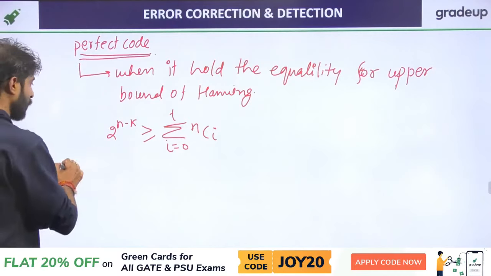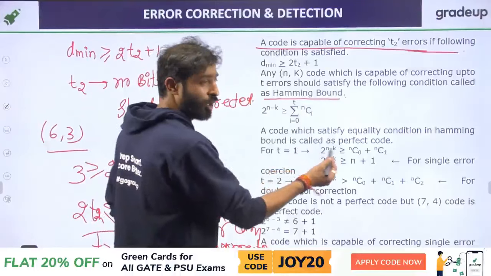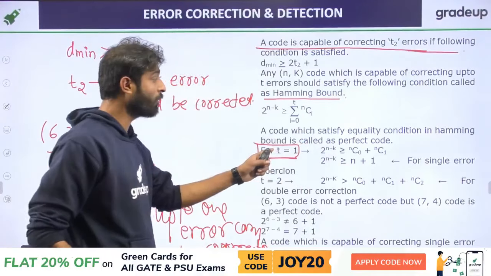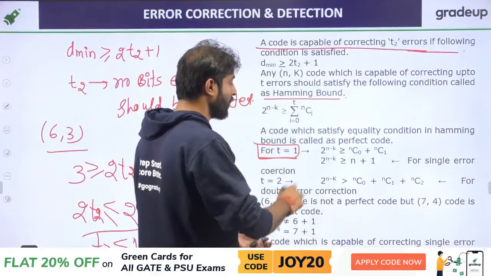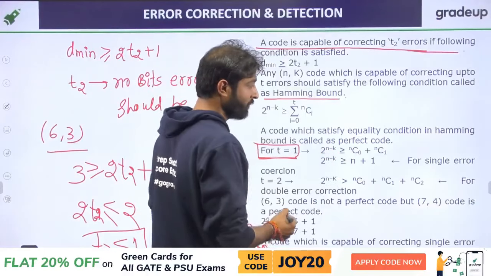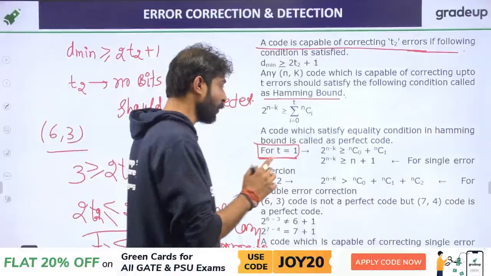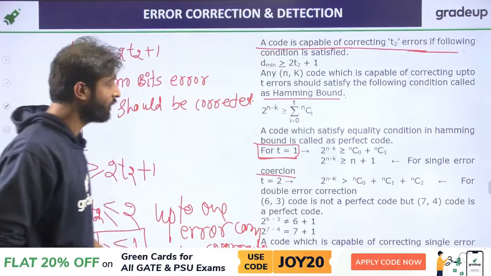So I'm writing for t equal to 1. For this condition, just remember, t equal to 1. If we put t equal to 1, then it will become 2 raised to power n minus k, right? For single error, t equal to 1 means for the single error. So for the single error correction, if you are writing, just replace the t with 1.